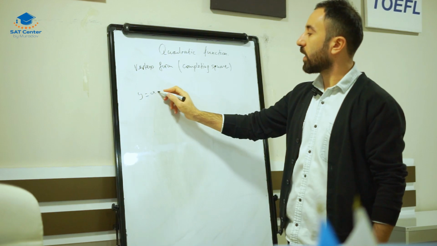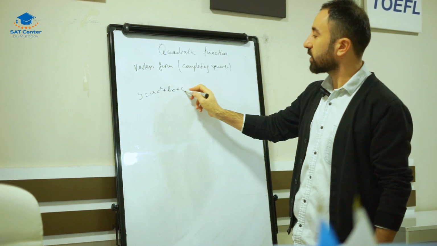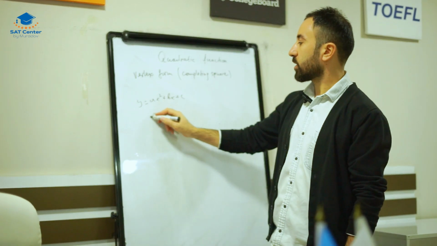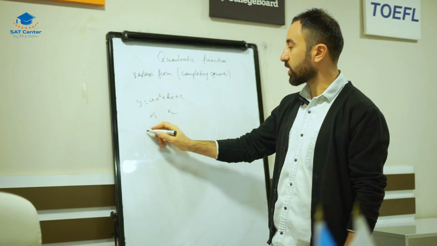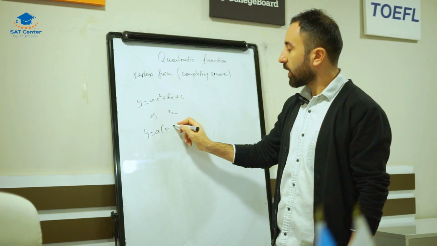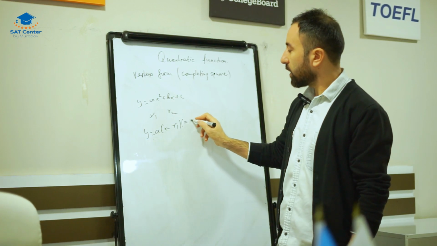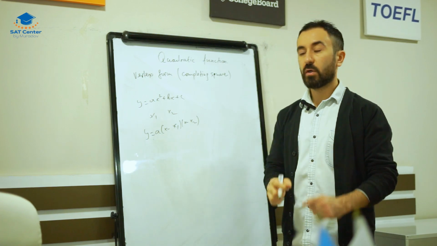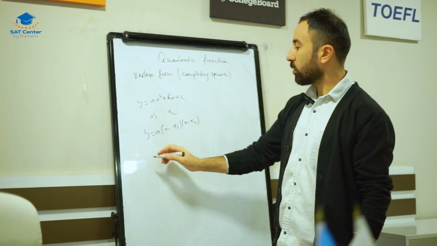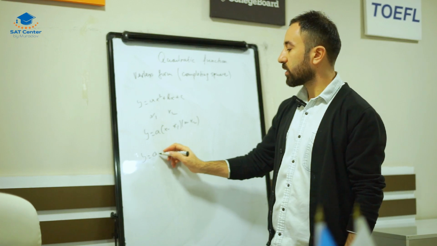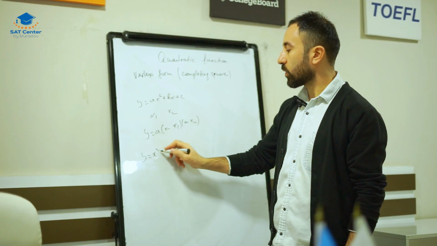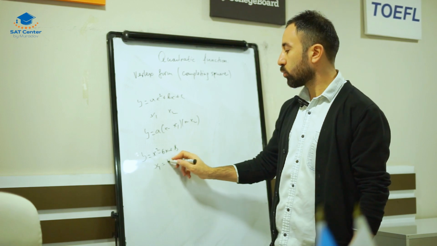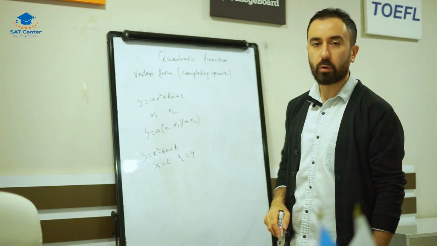Y equal to ax squared plus bx plus c. Factorized form represents x-intercepts, x1 and x2. In this case, y equal to a, x minus x1, x minus x2 is the factorized form of a quadratic function. In our last example, which is x squared minus 6x plus 8, x1 was 2, x2 was 4.